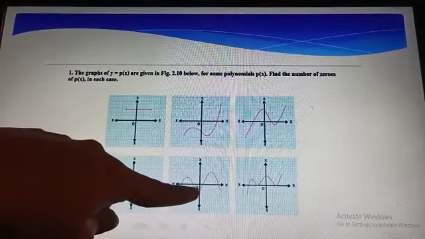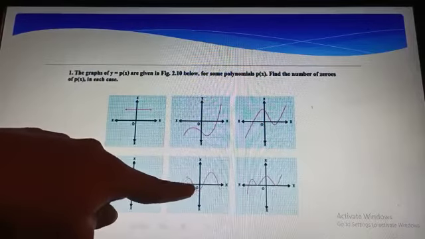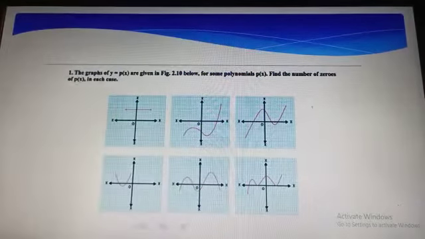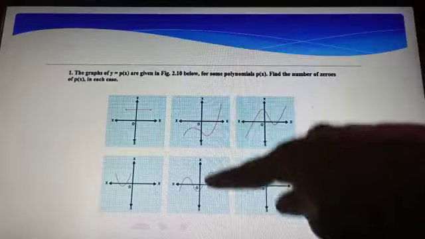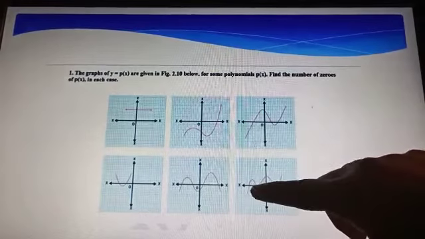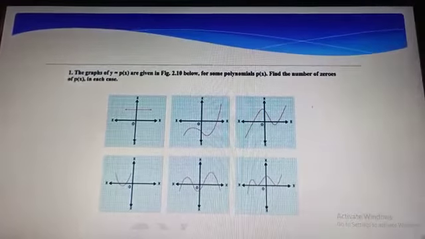In this graph, the x-axis has been cut at 1, 2, 3, 4 points. So the number of zeros is 4, and in this it is 1, 2, 3. In this graph it is 3.